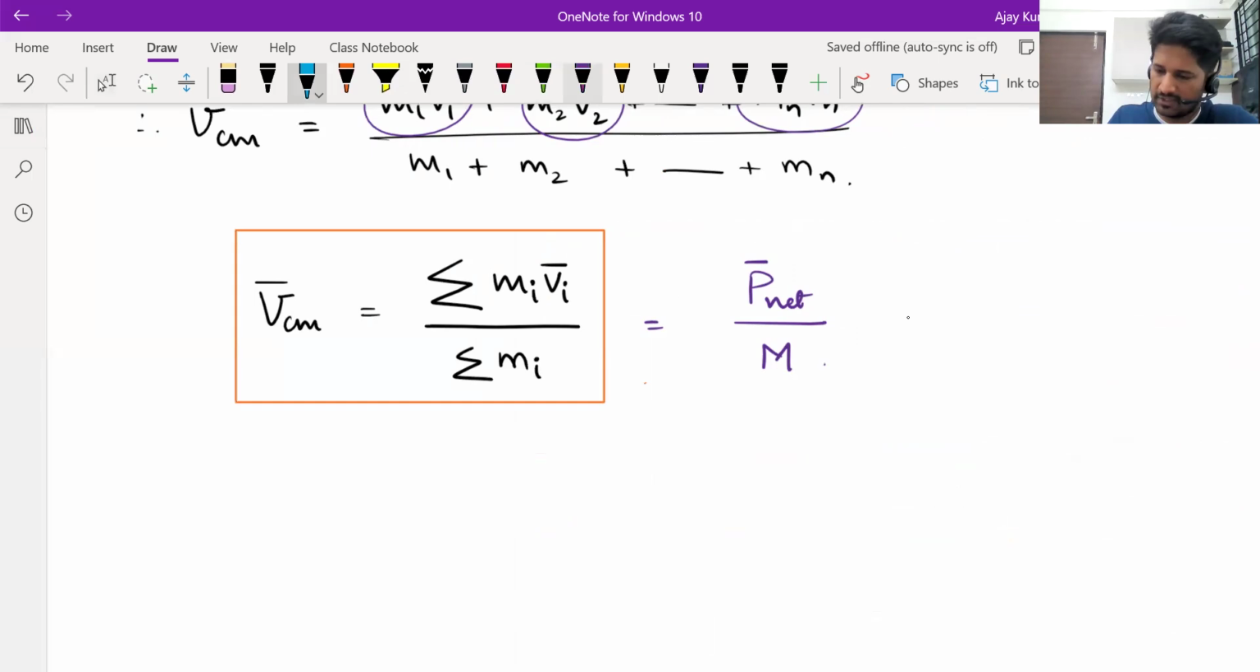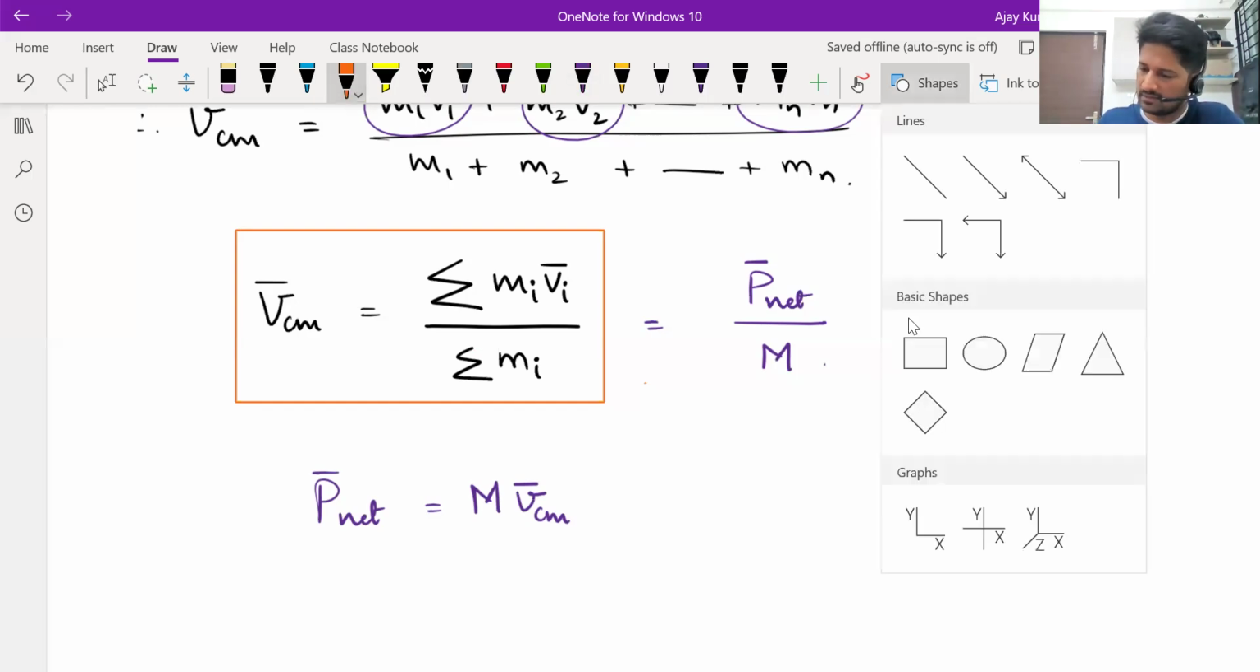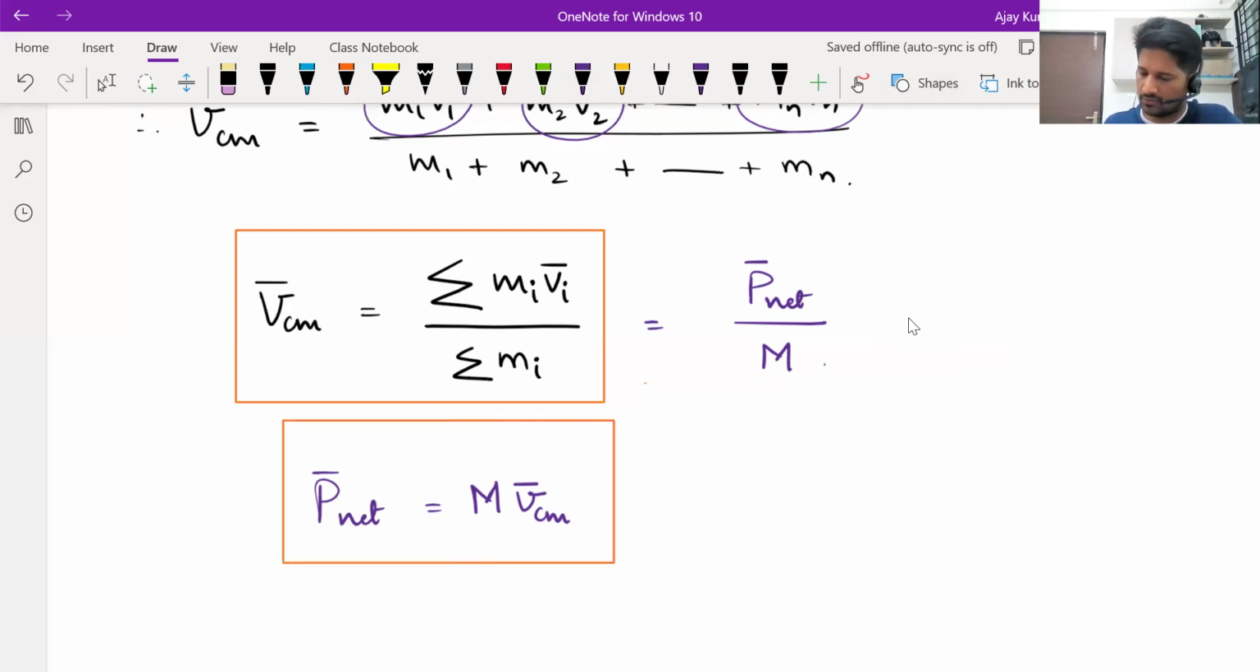So from this equation, we can say that the net momentum of a system is the total mass of the system multiplied with the velocity of its center of mass. Infinite particles will have infinite different velocities. Let them be, whatever. If you know how the center of mass is moving, you can tell the momentum of the entire system at once. This is another very important use of the point called center of mass.